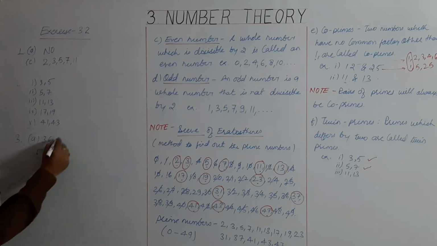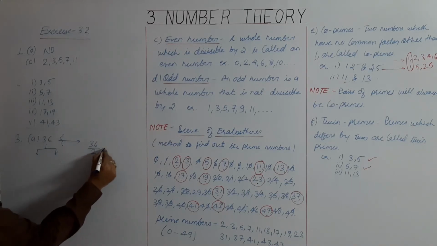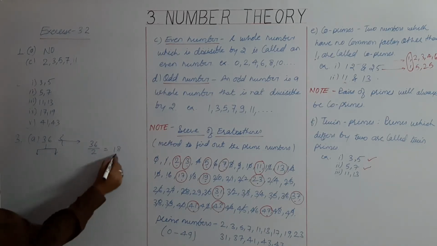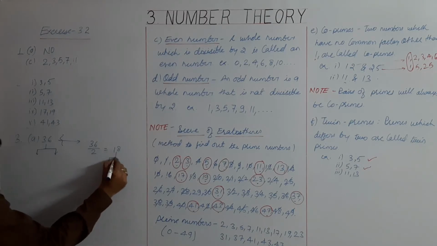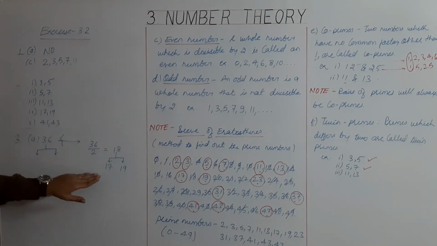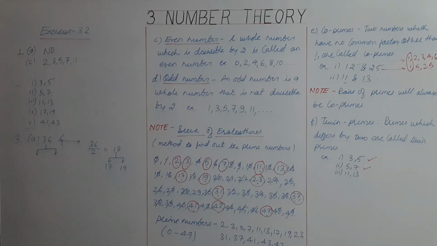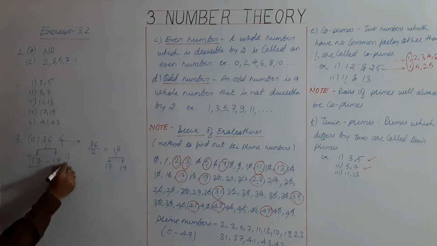For this problem, what you have to do is just divide 36 by 2, you will get 18. Then 18 minus 1 and 18 plus 1. 18 minus 1 is 17, 18 plus 1 is 19. And then check whether these two numbers are prime numbers or not. Yes, these are prime numbers. So the answer is 17 and 19. This is the final answer.